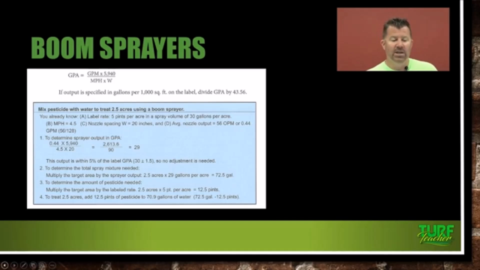multiply the target area by the sprayer output. 2.5 acres times 29 gallons per acre gives you 72.5 gallons. To determine the amount of pesticide needed, multiply the target area by the label rate. 2.5 acres times 5 pints per acre is equivalent to 12.5 pints. To treat 2.5 acres, add 12.5 pints of pesticide to 70.9 gallons of water, which would be 72.5 minus the 12.5 pints. So that is a big pesticide application problem that you would need to solve.